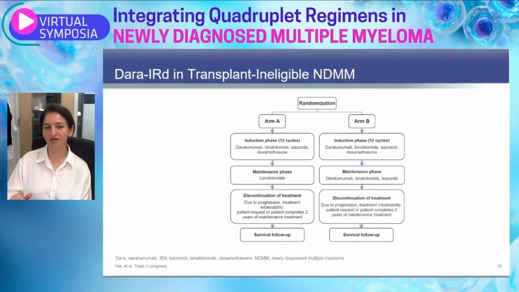We're also doing another trial where we're using a quadruplet. Pete is a part of this. This is part of the Alliance study where a quadruplet is being used. This is all oral and subcutaneous, so it's DARA-IRD. In this case, it's ixazomib with lenalidomide and dexamethasone, and hopefully we will present some of these data later on at some meeting either this year or next year. We shall see.